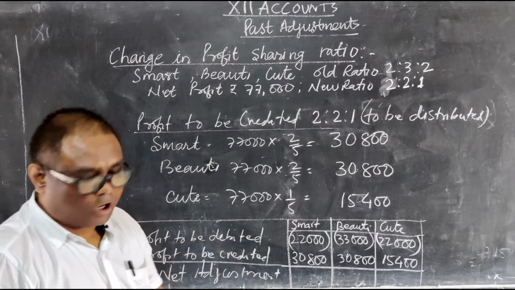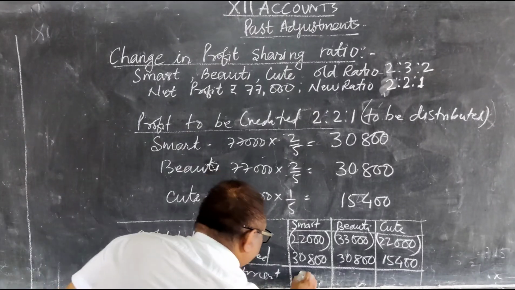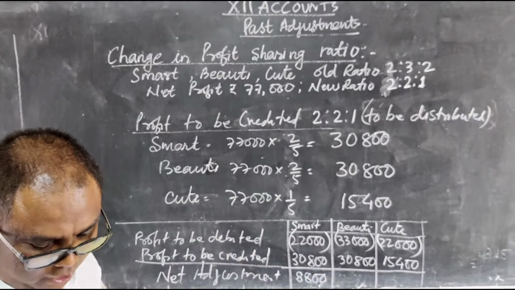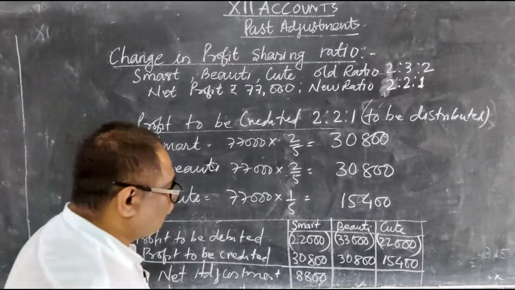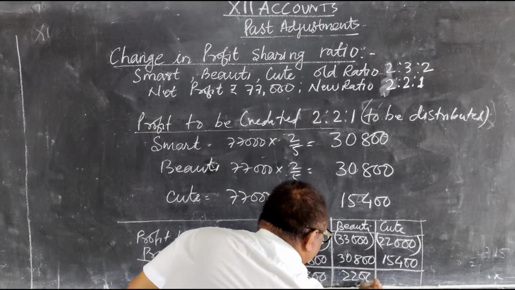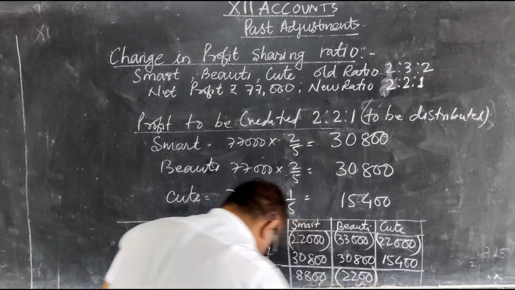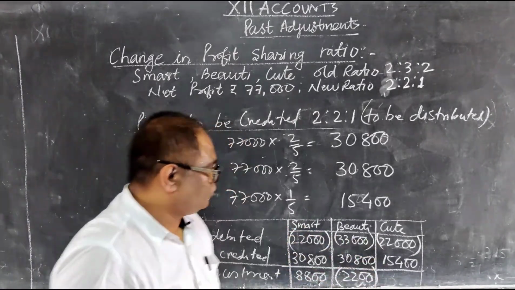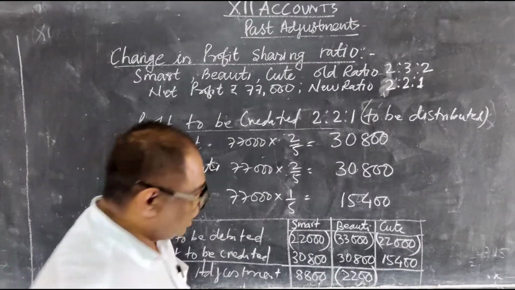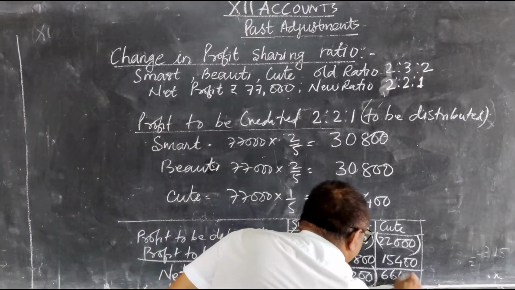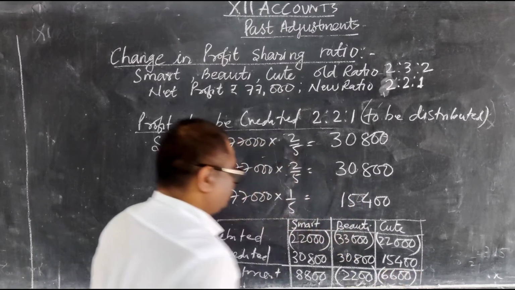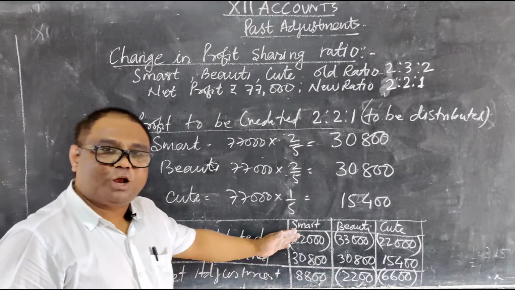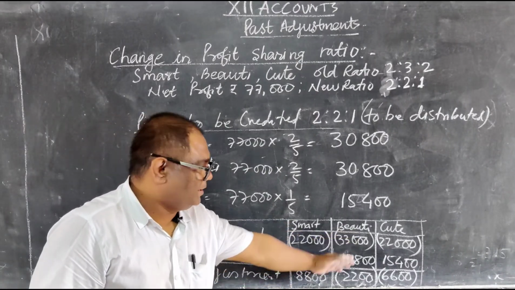Minus 22,000 plus 30,800 will be 8,800 plus. 8,800 is positive. The next one, 33,000 minus 30,800, we have 2,200. This is minus. And 22,000 minus 15,400 will get us minus 6,600. This is minus. So now Beauty and Cute are minus and Smart is plus. Smart plus means capital will be credited, minus will be debited.